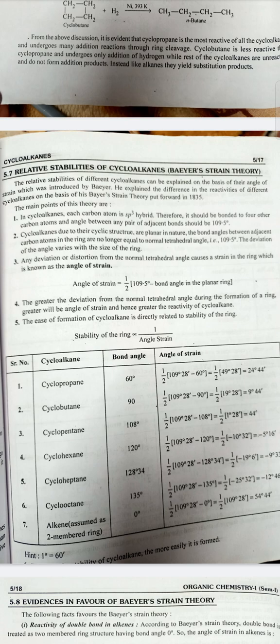In cycloalkanes, each carbon atom is sp3 hybrid, therefore it should be bonded to 4 other atoms, and the angle between any pair of adjacent bonds should be 109.5 degrees. Number 2. Cycloalkanes, due to their cyclic structure, are planar in nature. The bond angle between adjacent carbon atoms in the ring is no longer equal to the normal tetrahedral angle, that is 109.5 degrees. The deviation of the angle varies with the size of the ring.